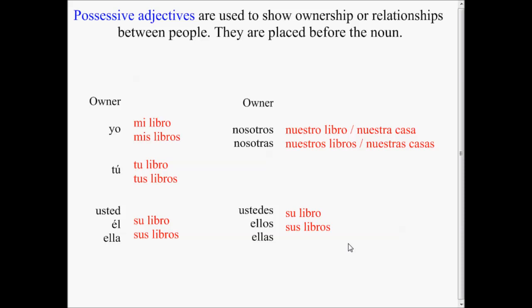If the owner is tú, tu libro, tus libros. Usted, él, and ella, su libro, sus libros. Now here's where it gets tricky. With nosotros, you can use nuestro for a singular masculine. Now, nuestro, it does describe the owner, but mostly it describes the thing the person owns.